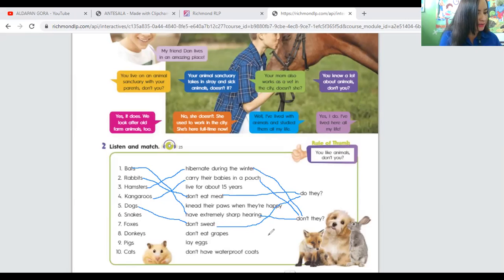Snakes. What about snakes? Snakes lay eggs. Don't they? Then we have foxes. Foxes don't eat grapes. Do they? Donkeys. What about donkeys? Donkeys don't have a waterproof coat. Do they?